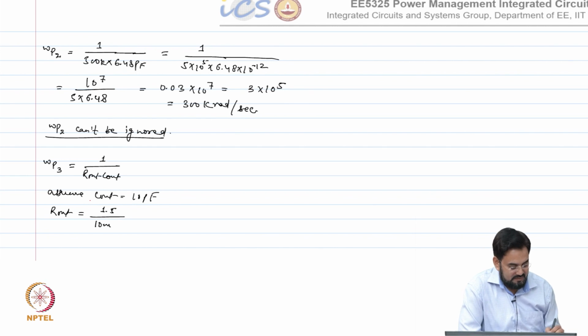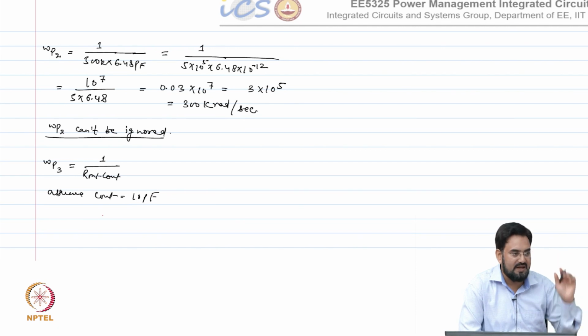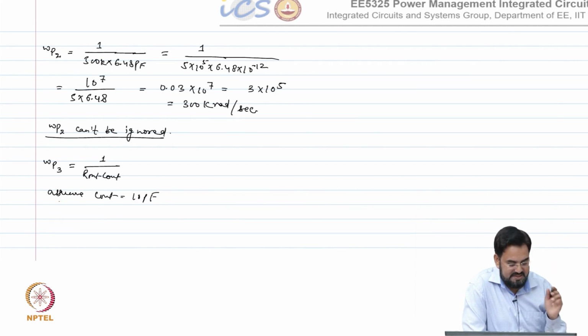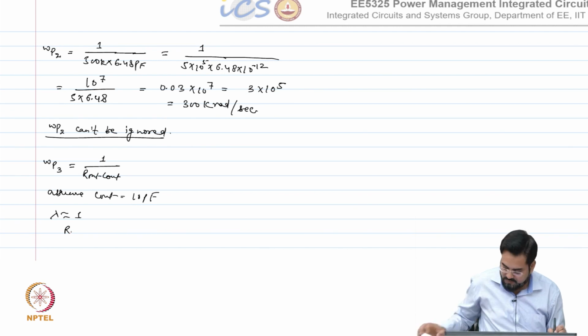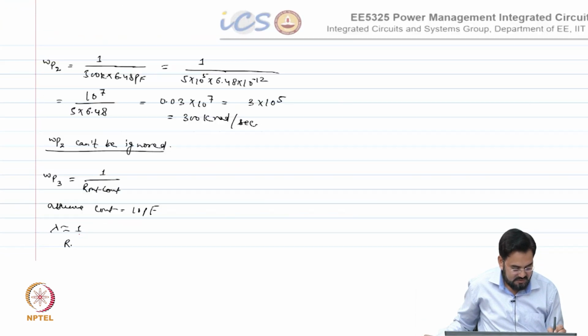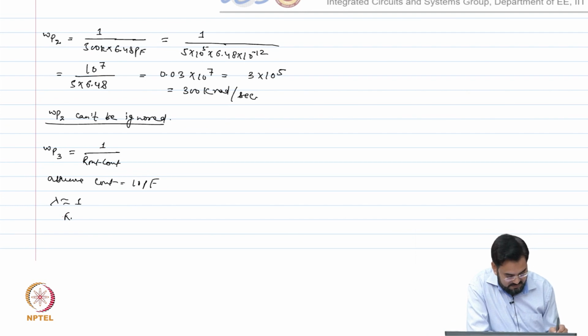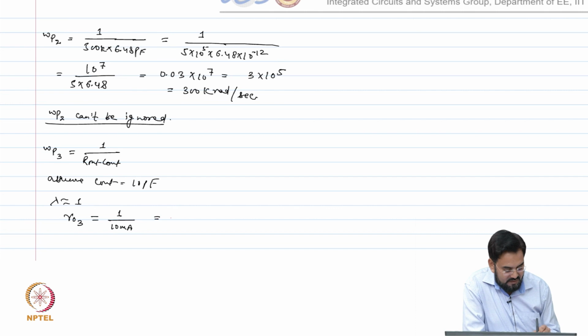Even if you calculate that way, you apply the same formula, 1 over lambda ID. It's a minimum channel length we are assuming, so lambda is approximately 1. What is the transistor? M3. So RO3 is equal to 1 over, your current is 10 milli ID. So this is 100 ohm.